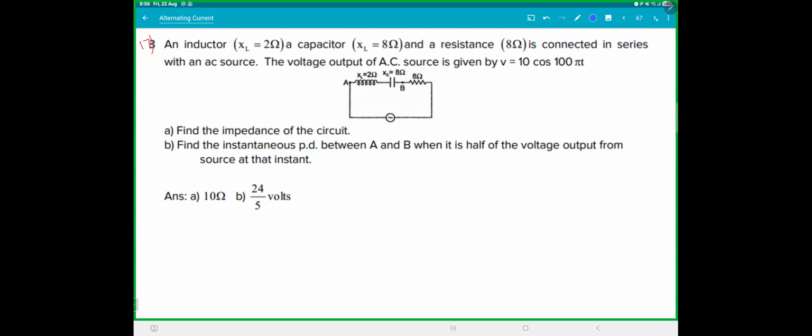The moment you see the words XL, XC, and they're asking for instantaneous potential difference, it is asking for a function of time. So this is not a regular one. But anyway, let's see how you will solve.